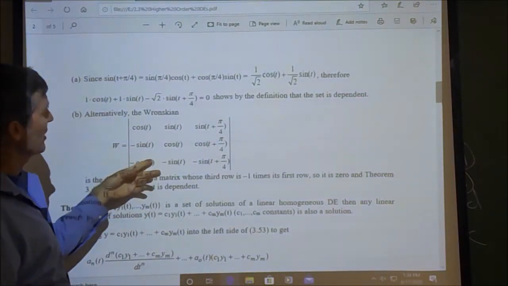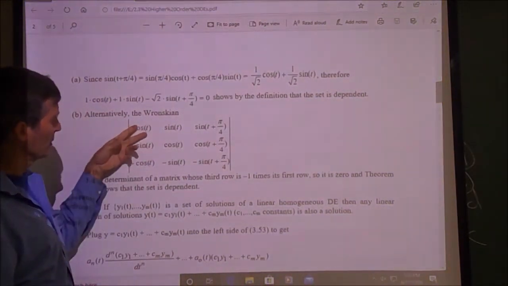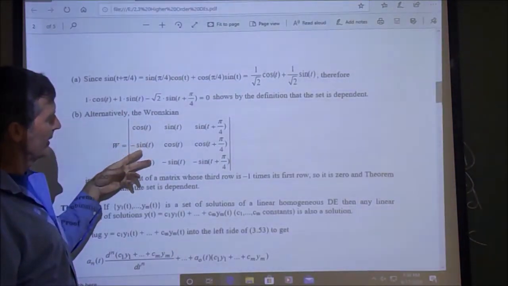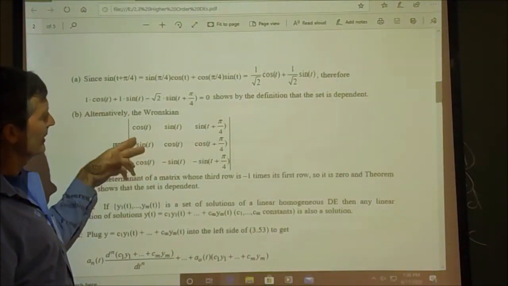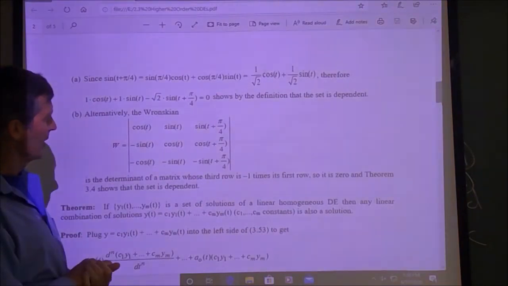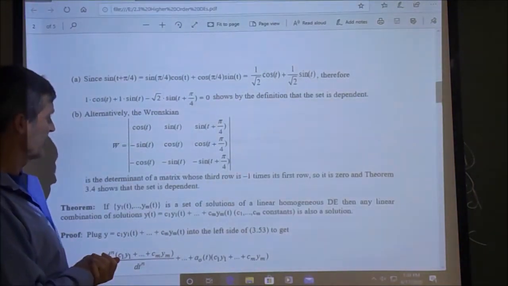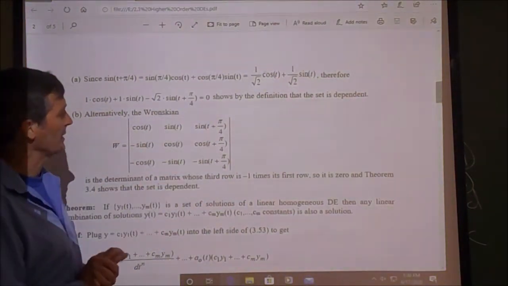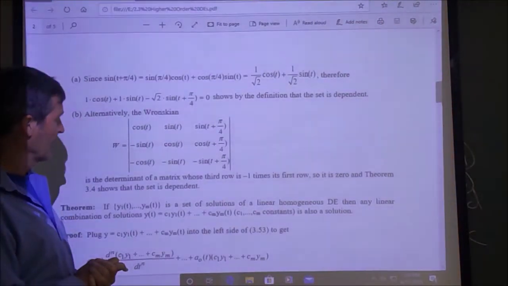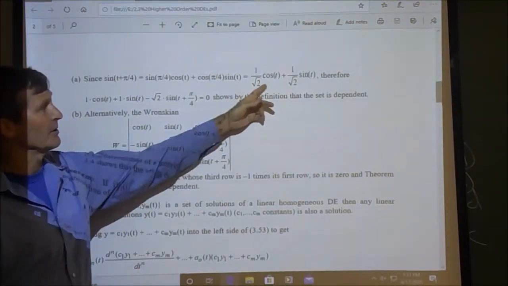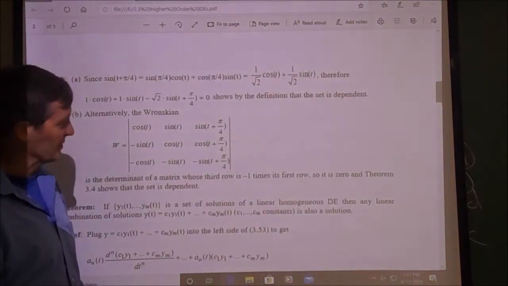But whenever you notice one row is a multiple of another row, or any linear combination of the other two rows, you instantly know that the determinant is 0. So this determinant, this Wronskian, is going to be 0, and therefore these three functions are a linearly dependent set.